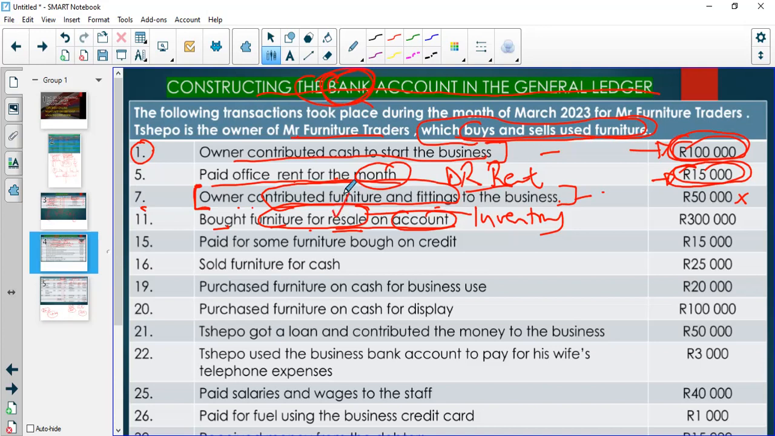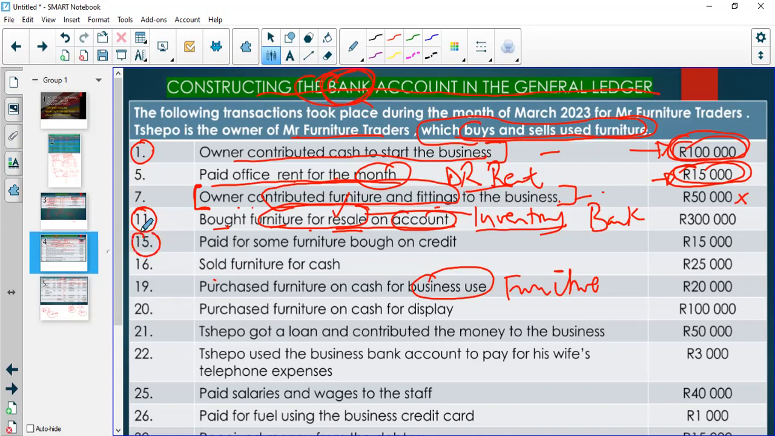Because it's for resale. If you buy things for resale, regardless of their nature, they are going to be called inventory. But if it was for use, for example, here we purchased furniture on cash for business use, this will be classified as furniture, not inventory. So we also need to know for what purpose something was bought. So back to transaction number 11. This does not affect the bank account.